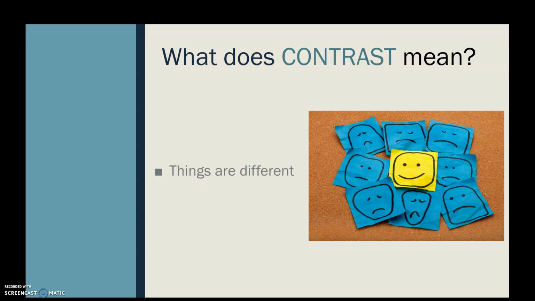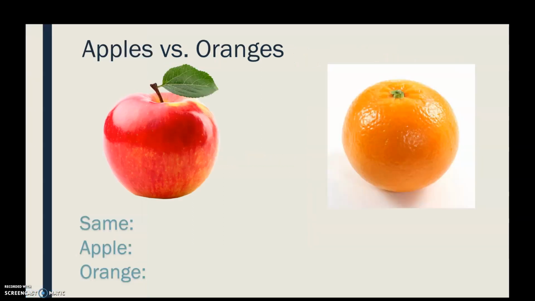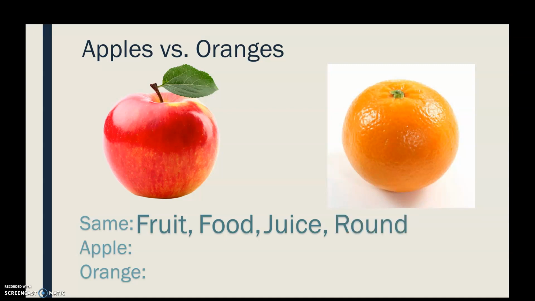We can compare and contrast two or more things. For example, if I think about apples and oranges, what things are the same and what things are different? So things that are the same, I'm going to think, they're both a fruit. They are both a food. They both can be turned into juice, and they're both round.